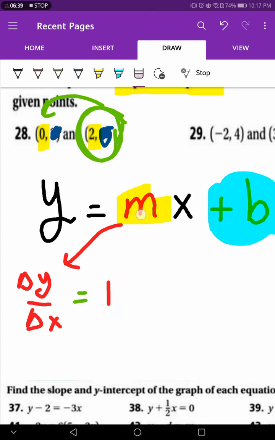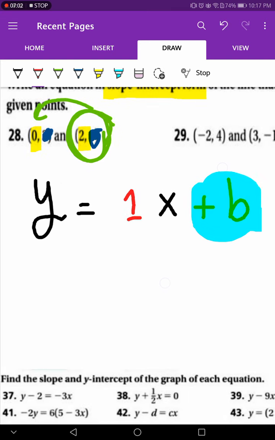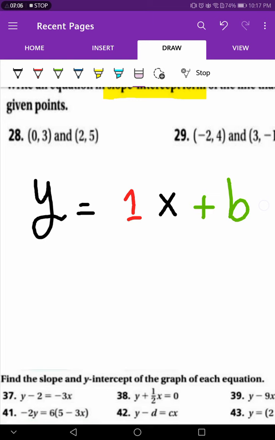So I erase this and write 1, or I can erase it also. So the m equals 1. Okay, keep it like this. Now I have to find the b, my dear student. Okay, I have to find b.